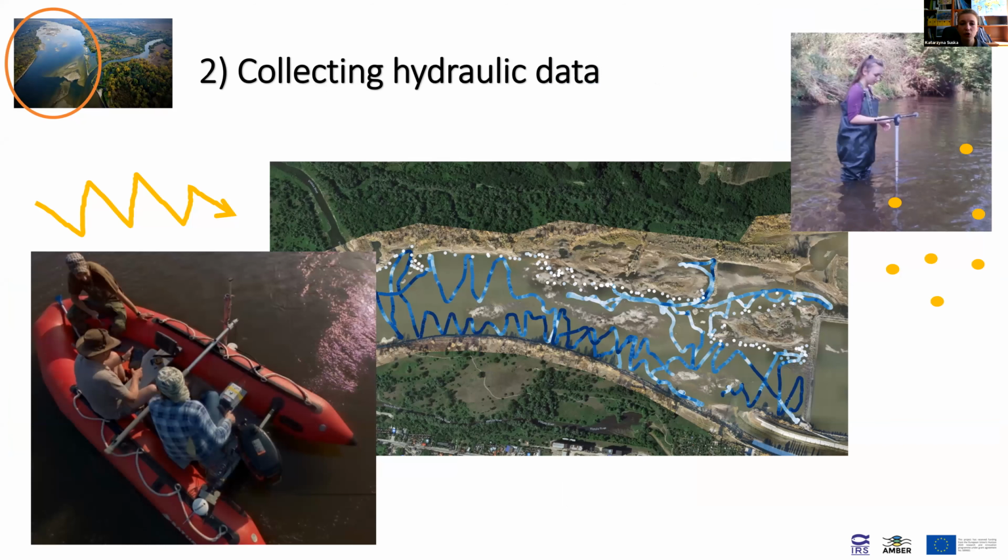When it comes to collecting hydraulic data, we collect depth and velocities using ADCP, as I said. It's mounted on a boat, and we flow in a zigzag direction to cover as much area as we can on this section of the river, it's the Vistula. And in shallow places, we use a device and we take velocities, depths, and substrate at points.